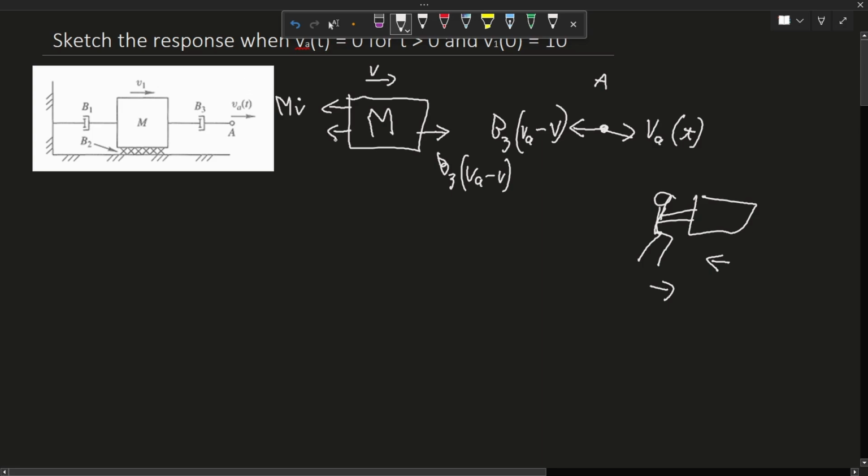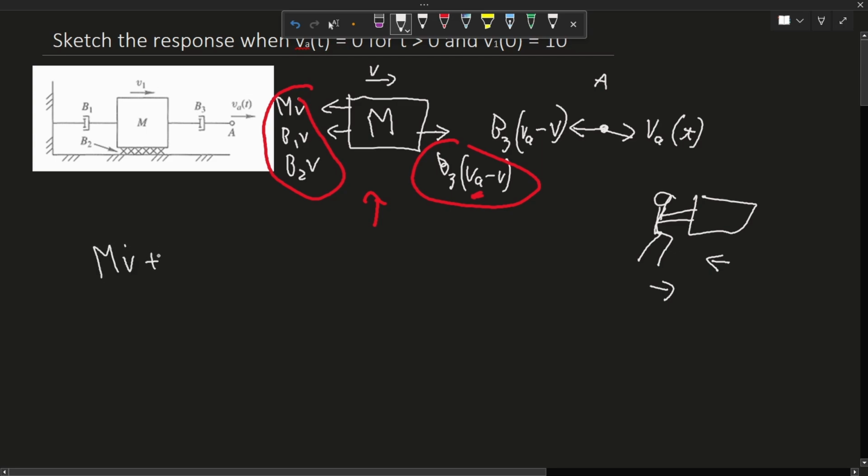Then there are basically two dampers, B1 V and B2 V. Since one of them is on the ground and the other is connected to a wall, you don't need to subtract anything. Then you just write the formula. We just need this one over here because VA is already considered in this free body diagram. Whatever's on this side is equal to whatever is on that side.